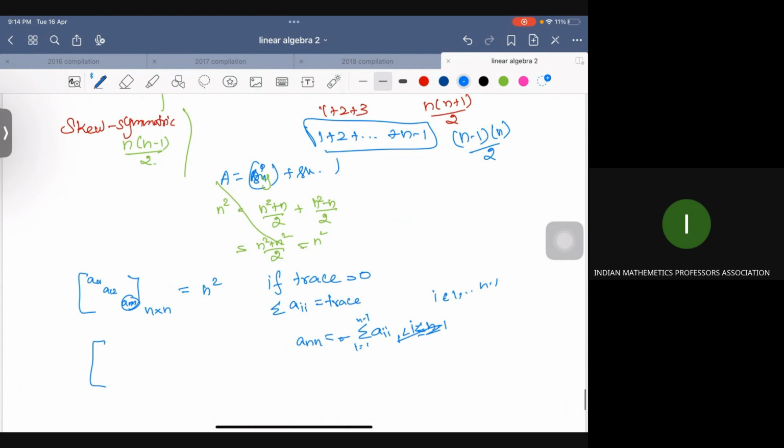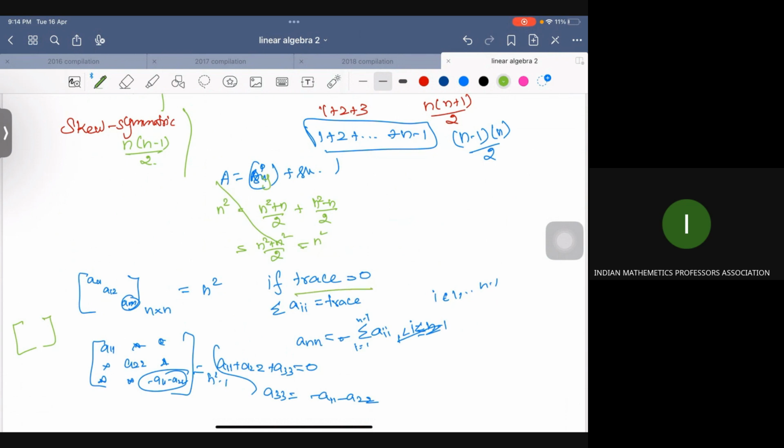For a 3 by 3 matrix, if a11, a22, and there may be some other elements, then a33 can be written as, since a11 plus a22 plus a33, the trace, is equal to 0, a33 equals minus a11 minus a22. So the dimension of this matrix is n square minus 1. Except this term, all the other entries are free. So the dimension of any matrix with trace 0 is n square minus 1, since only one element is replaced.